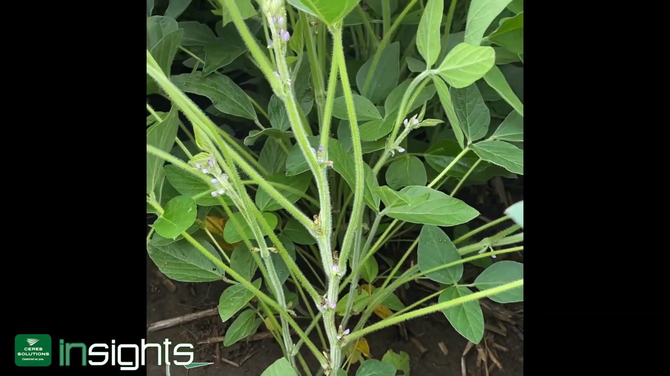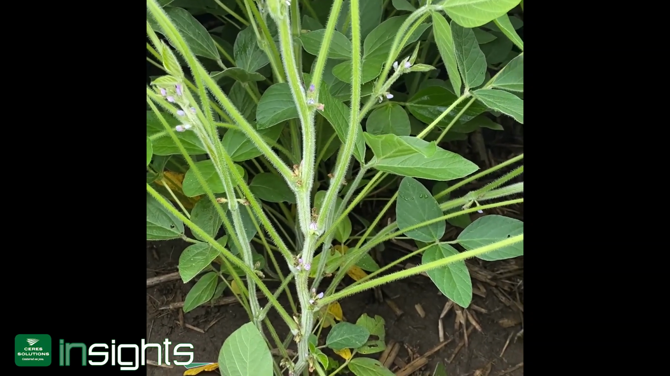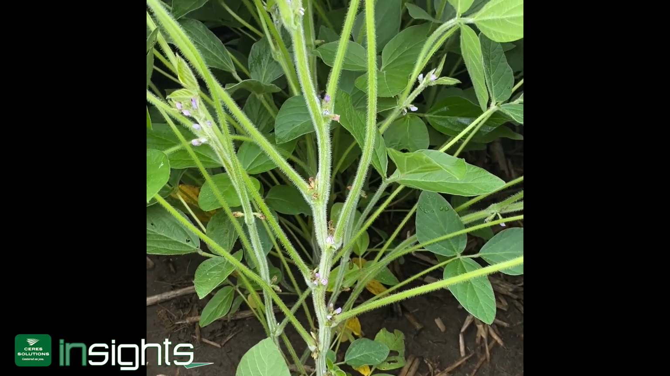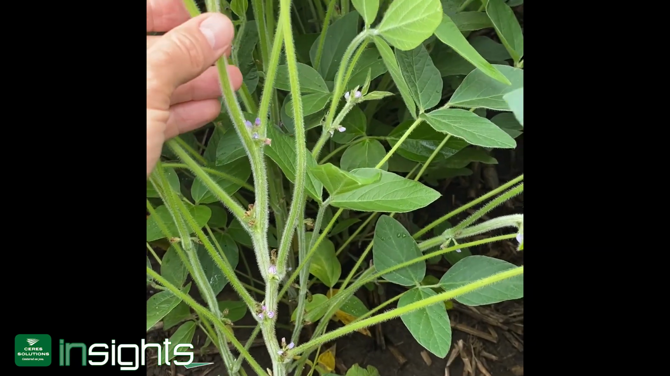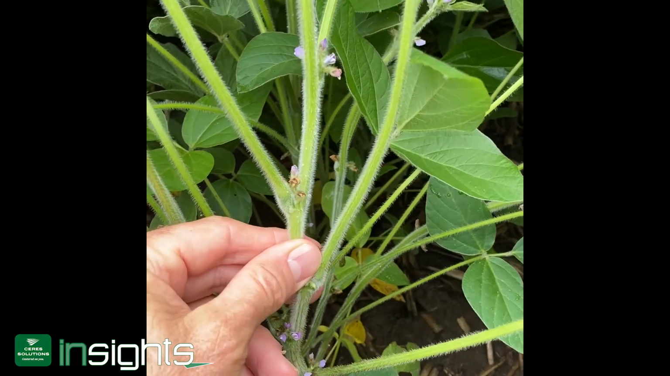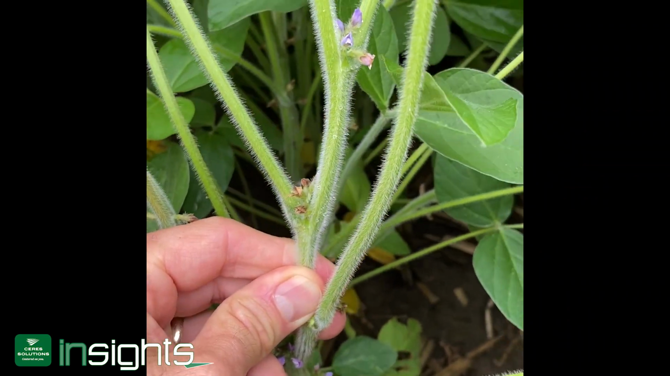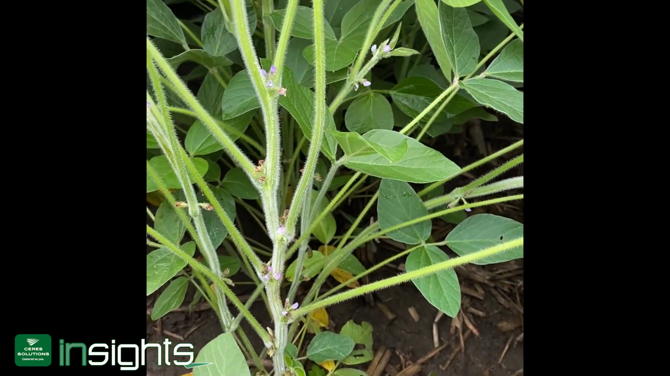So when we think about plant health applications in soybeans, we're looking at that R2 to R4 growth stage, R3 being the ideal timing. And when we look there, we're counting the top 4 nodes that have an open developed trifoliate. So I go up here and count 1, 2, 3, 4 down. Do I have 3/16 of an inch pods here? I do. So I'm at an R3 type growth stage. This is a great time to make a plant health application.